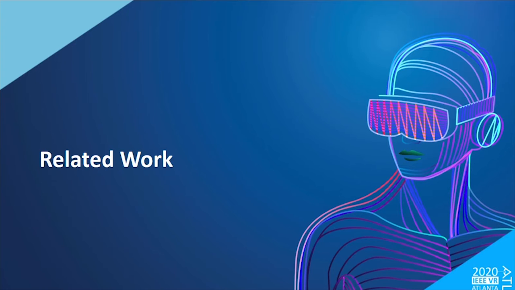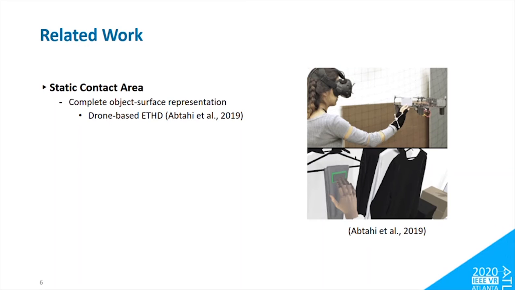So let's talk about related work. To evaluate the interaction techniques used for ETHDs, first we need to consider the type of contact area that they provide. On one hand, we have static contact area rendering. This means that the users cannot displace the contact area once they have engaged contact with the surface brought by the ETHDs. Most of the work done by the ETHD community falls into this category.